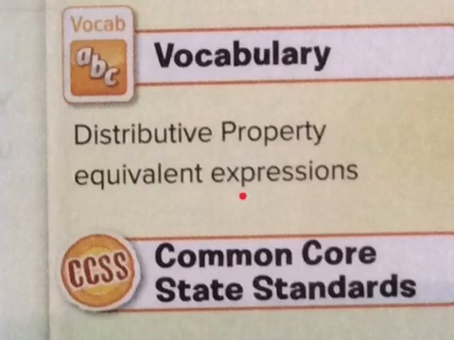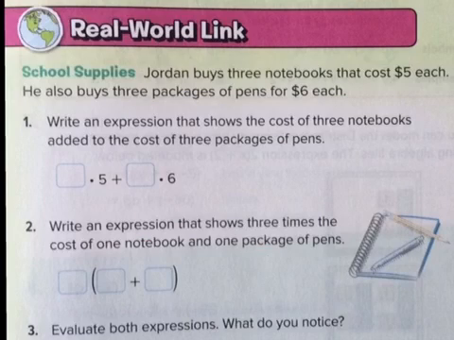and equivalent expressions. Okay, let's see the real world link. School supplies. Jordan buys 3 notebooks that cost $5 each. So we have 3, and each one is 5. So that's 3 times 5. He also buys 3 packages of pencils for $6 each. So now we have 3, and each one is $6. So 3 times 6.